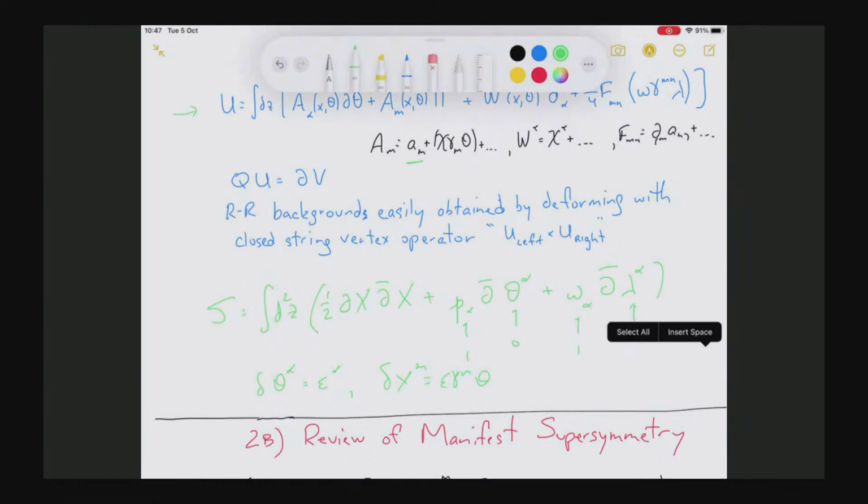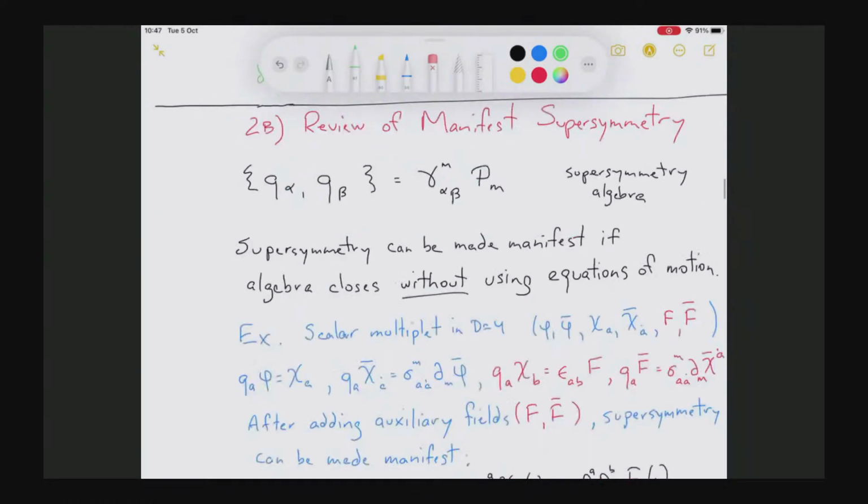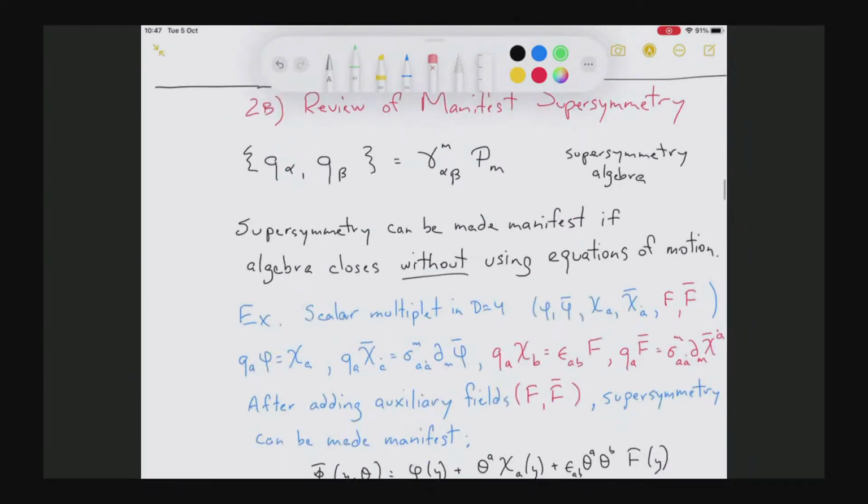Okay, so now let me talk about how to make the RNS formalism manifestly space-time supersymmetric. So as I mentioned, the usual supersymmetry algebra is this: Q alpha with Q beta equals P m. And space-time supersymmetry can be made manifest if the algebra closes without using equations of motion. So this is familiar to anybody who studies space-time supersymmetric systems.